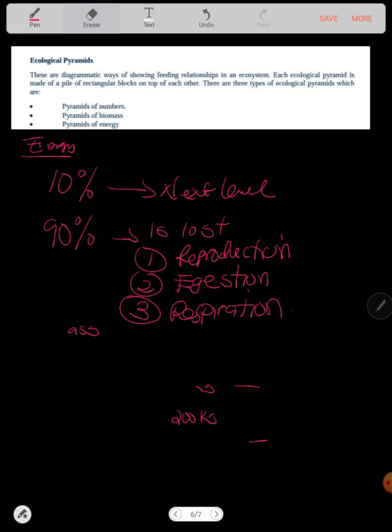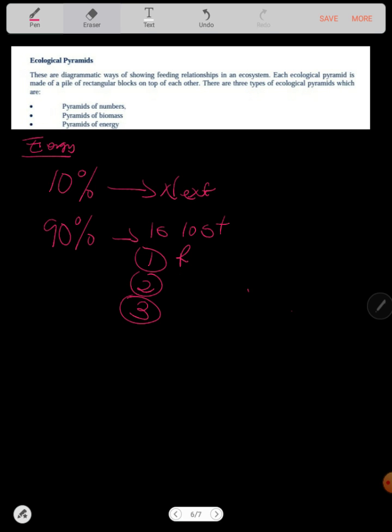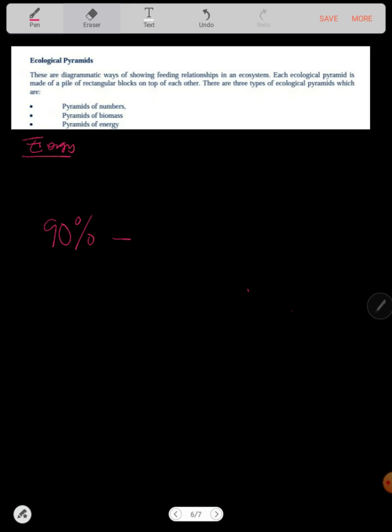Now, how can you draw the pyramid of energy? It's not different from other types of pyramids. It just shows the amount of energy that has been passed to the next trophic level. All right. Now, energy can be measured either in joules, symbol J, or kilojoules, kJ. 1 kilojoule, in case you don't know, is equal to 1,000 joules.